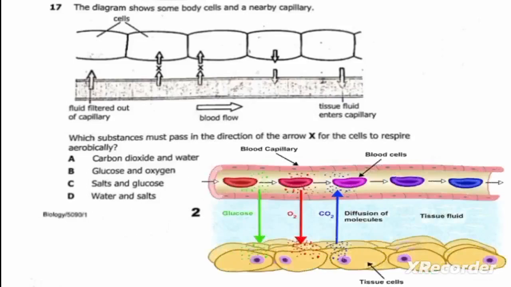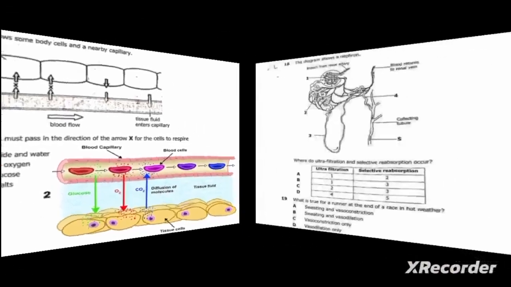So we have seen that the substances moving from the blood vessel to the cells are glucose and oxygen. Therefore, our correct answer is B.